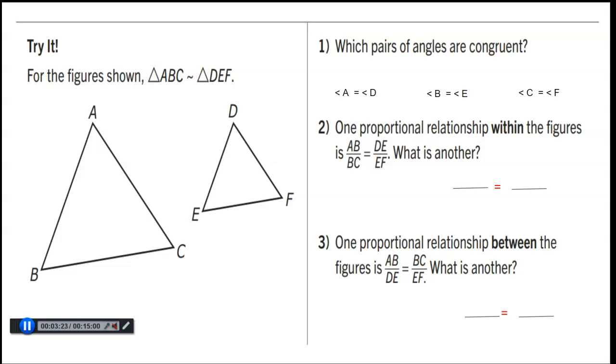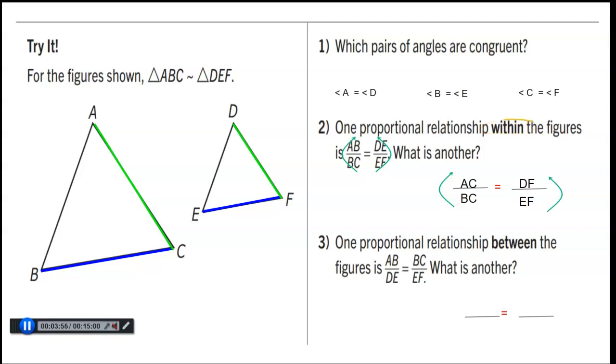Number 2, one proportional relationship within the figures is AB to BC and DE to EF. What is another proportional relationship within the figures? Pause the video and answer the question. Welcome back. Another proportional relationship within the figure is going to be AC to BC and DF to EF.